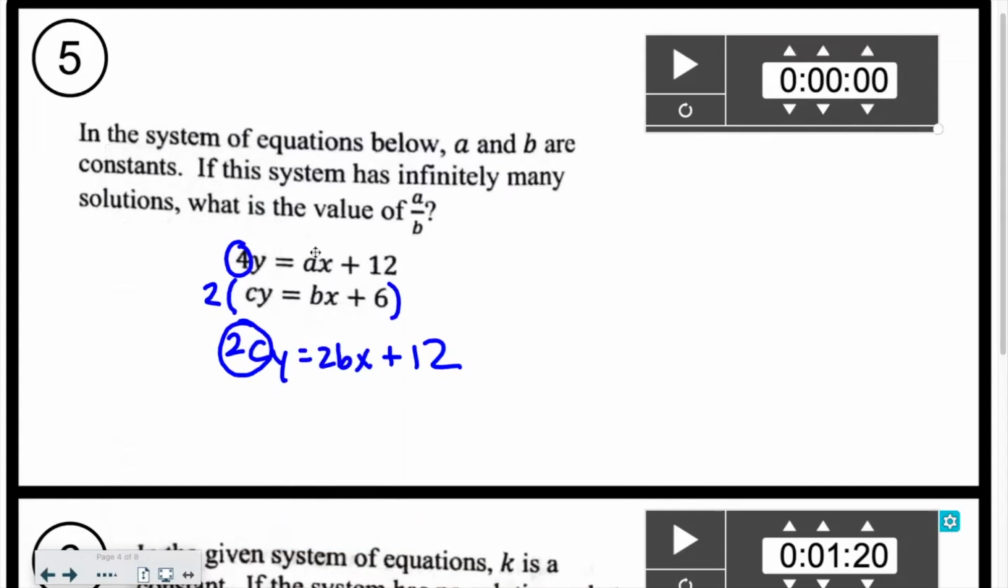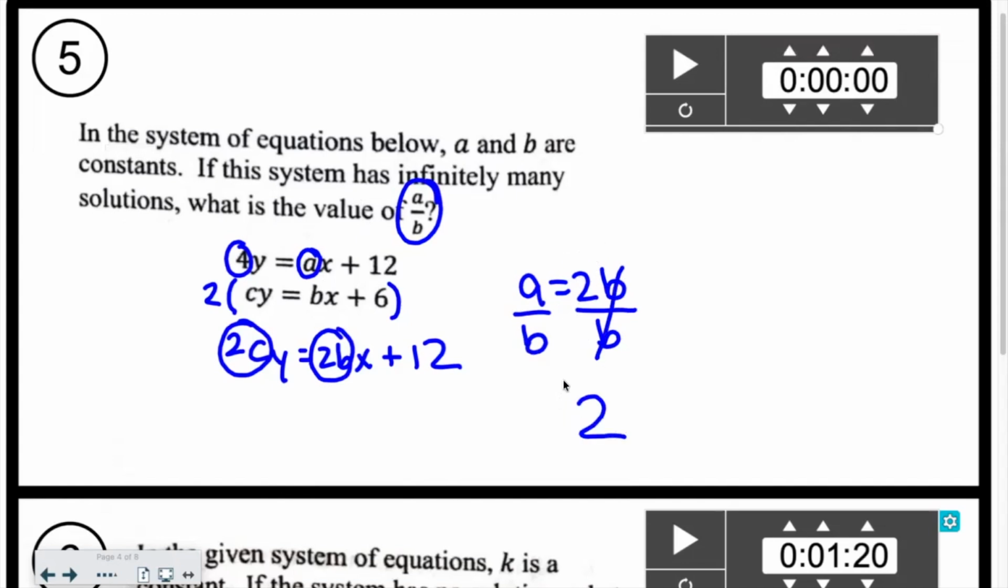But what I also need is the coefficient of X to be exactly the same. So I need A to equal 2B, which is interesting because I can't actually solve that equation. But this is why they asked me what A over B was. So if I just divide by B, then A over B has to be 2. So the answer to the problem is 2. A and B actually don't need to be very specific values, but whenever we divide them, we will always get 2. So it's a bit of a harder problem, but the final answer is 2.